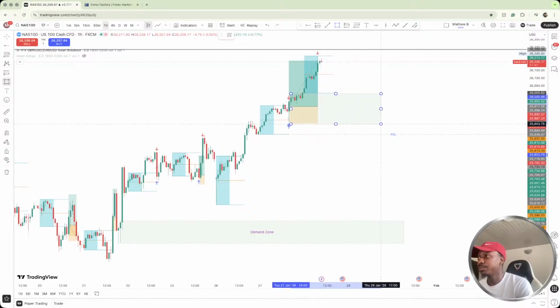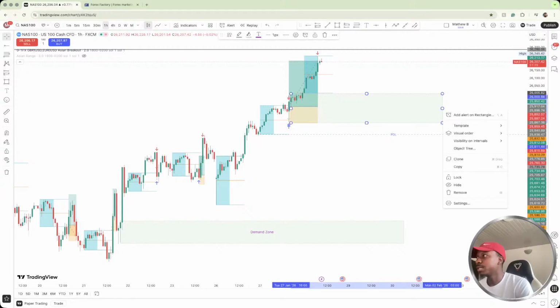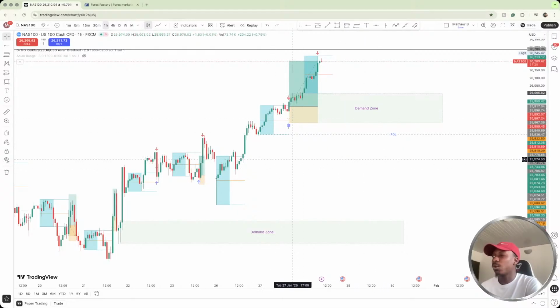This is the level I'm hoping that if NASDAQ should pull back into this zone, I'm going to be taking another buy. If NASDAQ should pull back into this zone over here, this zone is exactly below the Asian range and it is inside the institution candle that pushed price upward yesterday.